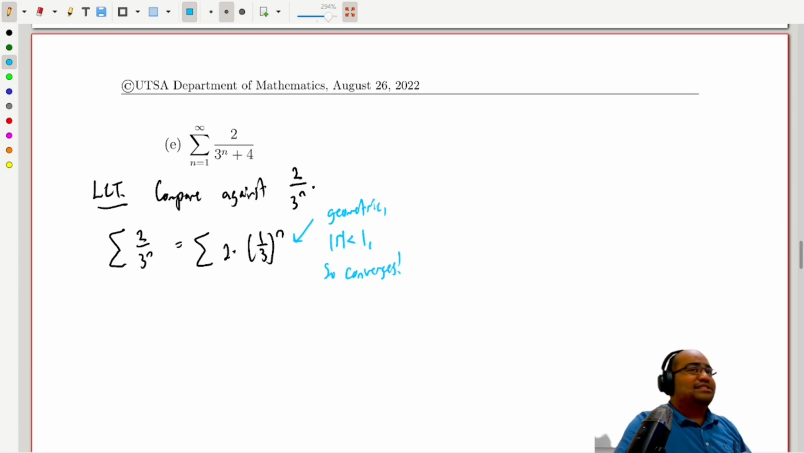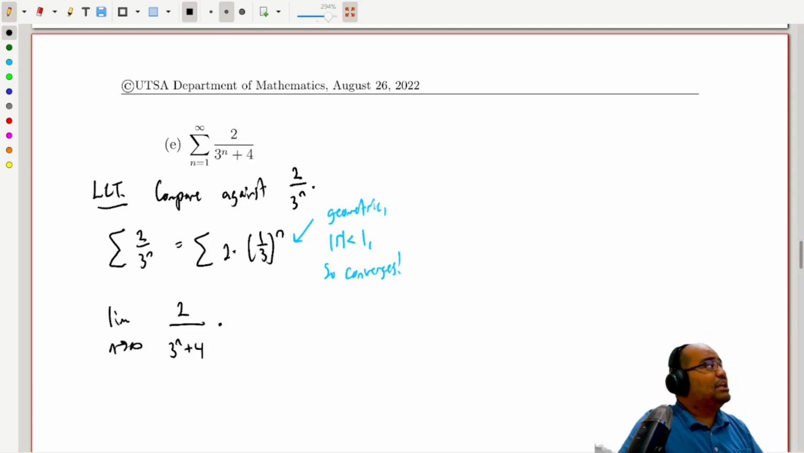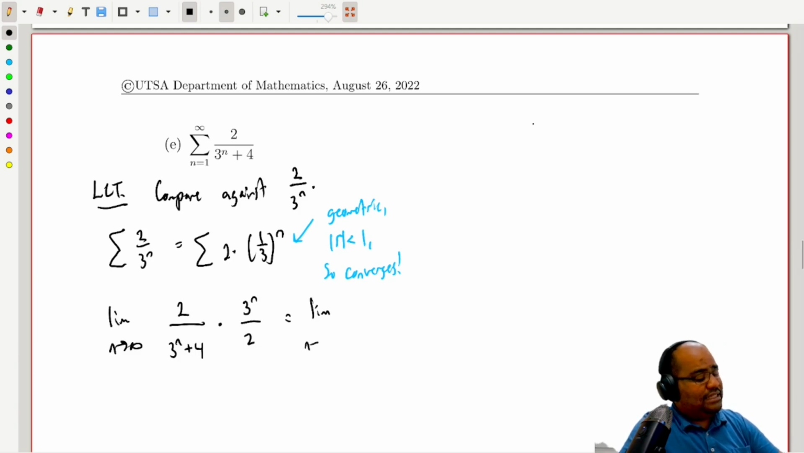All right, so now we can go ahead and use the limit comparison test against this known convergent series. So the limit as n goes to infinity of 2 over 3 to the n plus 4, times, now we multiply by the reciprocal, 2 over 3 to the n, the reciprocal is 3 to the n over 2. The 2's drop, and now I have the limit as n goes to infinity of 3 to the n over 3 to the n plus 4.